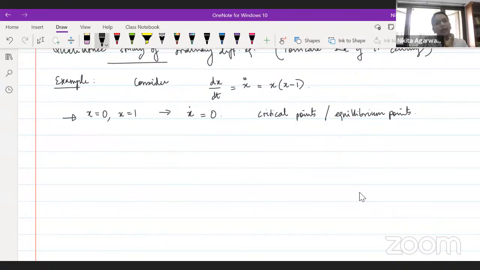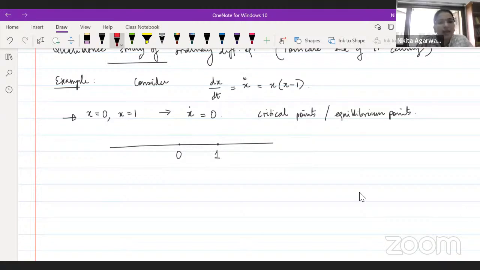Because if you take any point on the real line other than 0 and 1 as the initial condition, then you never stay at that point. Okay, so let me do a very easy first derivative test. What you do is you plot 0 and 1 on the real line, and you basically determine the sign of x dot.